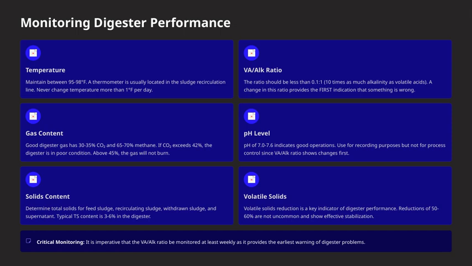And here's a critical point. Monitoring the VA-ALK ratio weekly is absolutely essential because it gives the earliest warning signs of potential problems in the digester.